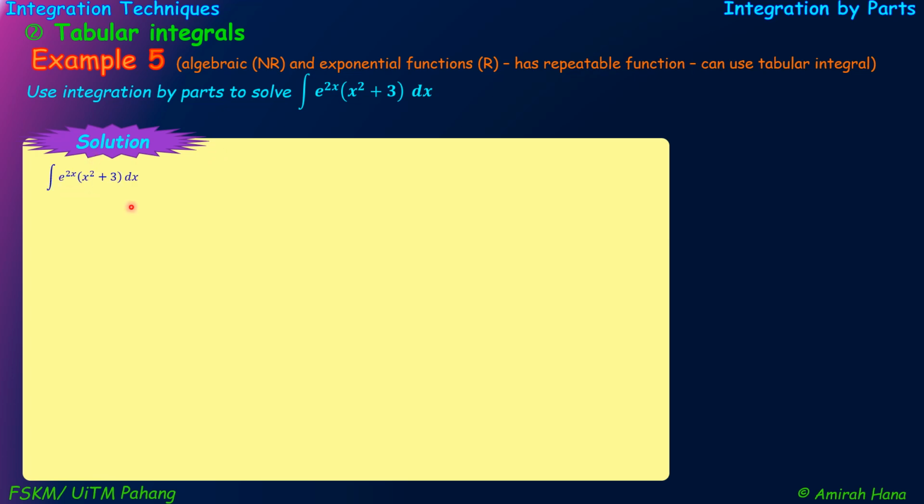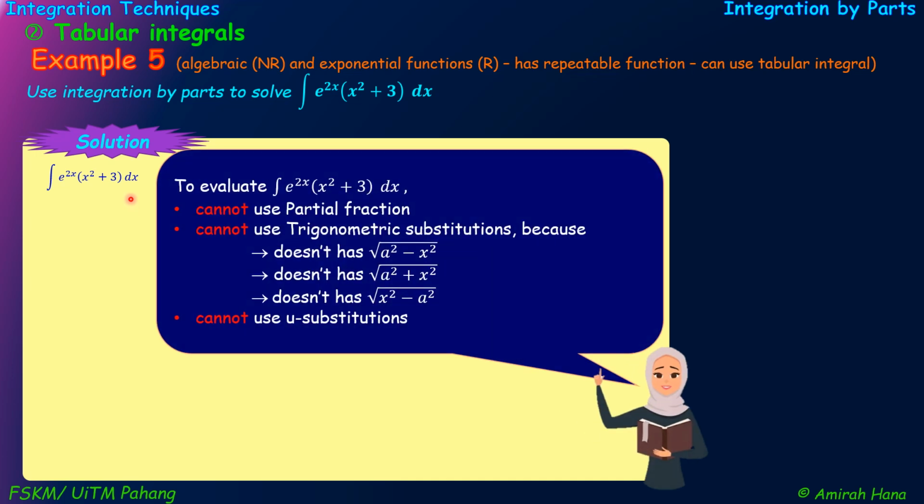From the given question, we cannot evaluate using partial fraction because there is no fraction and not a polynomial function. We also cannot use trigo subs because there is no radical function containing square root of a squared minus x squared, square root of a squared plus x squared, or square root of x squared minus a squared. Furthermore, we cannot use u substitution because there is no relationship between e to the power of 2x and x squared plus 3 in terms of derivative.